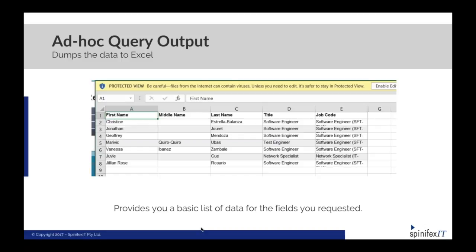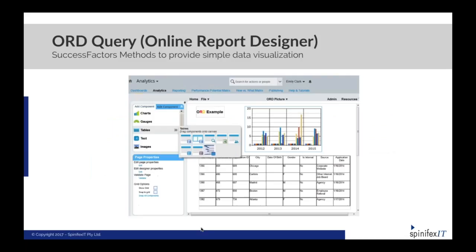The other tool that you do get delivered, and this one's a bit nicer, is the ORD query, the Online Report Designer. That allows you to query data and do a little bit more, as well as doing some visualizations, but it's still just looking at Employee Central data. So if you need to bring in payroll data into your reports, then that's just not possible. It's not accessible via either of these tools.